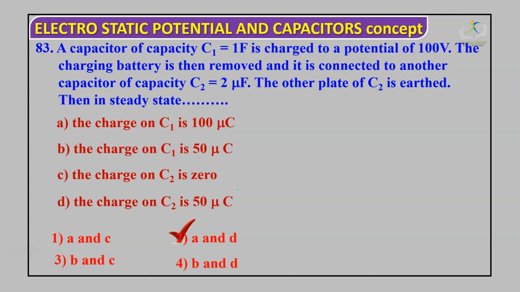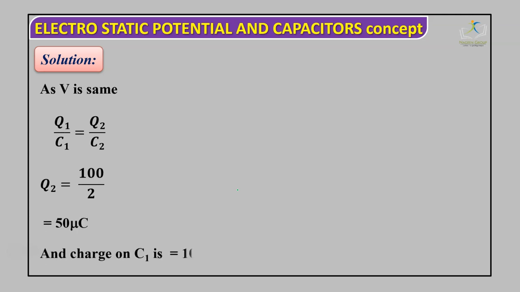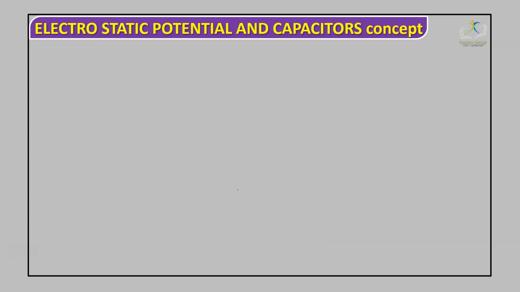Let us see how it is possible. As V is the same, Q1 by C1 is equal to Q2 by C2. We just put in all these values and get the value of Q2, which is 50 microcoulomb. By the value of Q2, we can easily find out the value of C1, using C is equal to Q by V. We just put all these values and get the result.